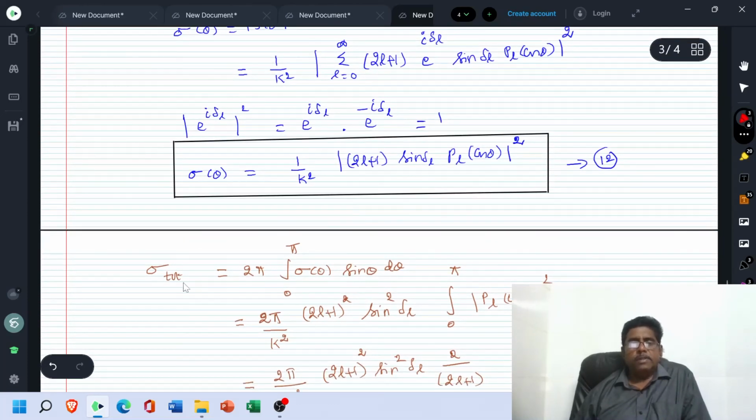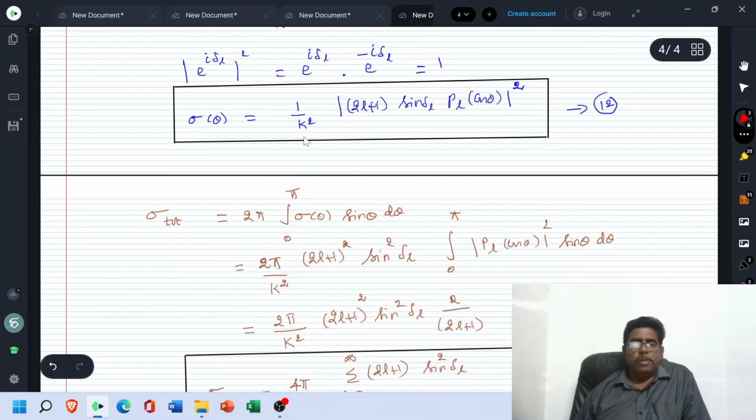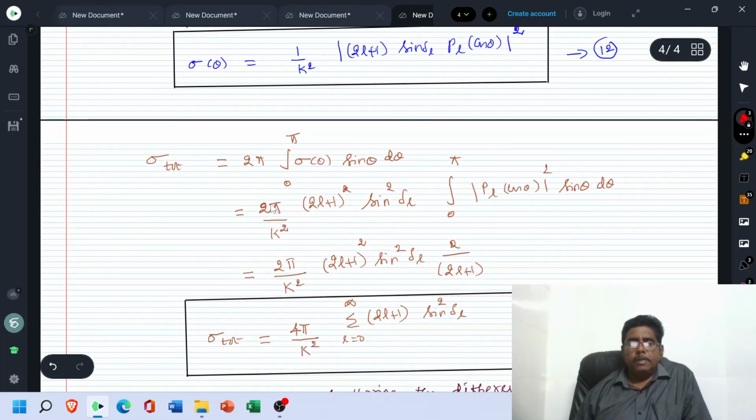Then the total scattering cross section is given by the formula 2π times the integral of σ(θ) sin θ dθ, with limits varying from 0 to π. Write down the 2π as such. Instead of σ(θ), substitute this value. Take this k², giving 2π/k². Then (2L+1)² is also a constant. Take note, sin²δL. Inside the integral, write 0 to π, the absolute square of PL(cos θ) into sin θ dθ. This is 2π/k² (2L+1)² sin²δL.